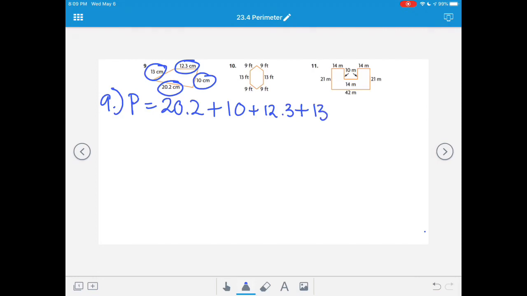Now I'm going to add those all together in my calculator. I have 20.2 plus 10 plus 12.3 plus 13, and I get a total perimeter of 55.5, or 55 and 5/10.